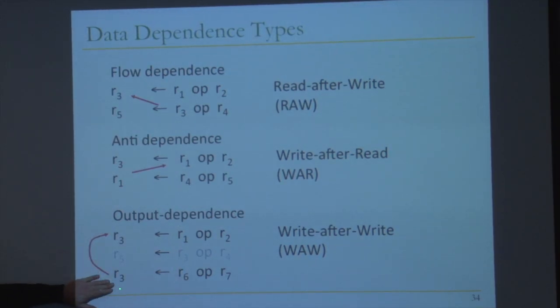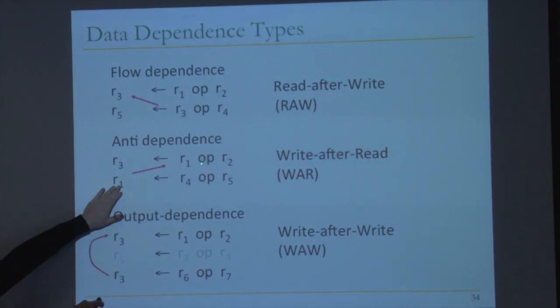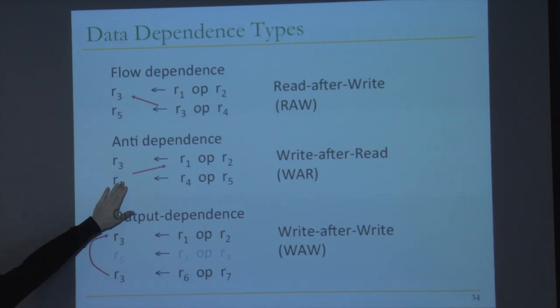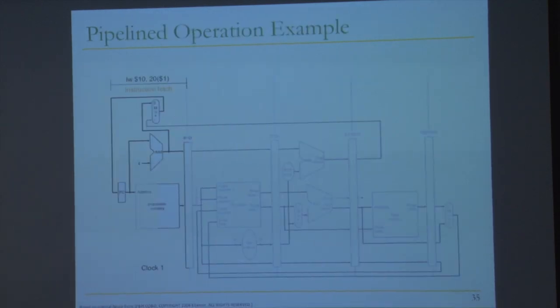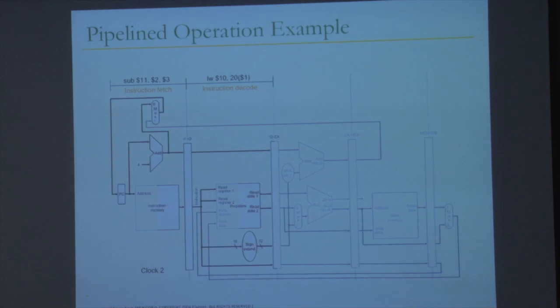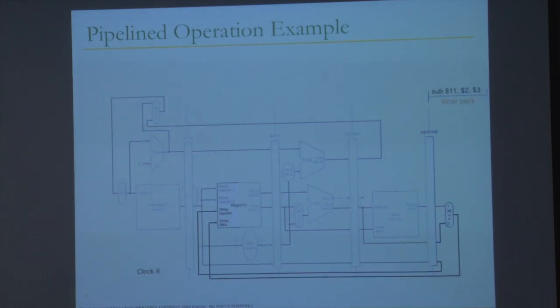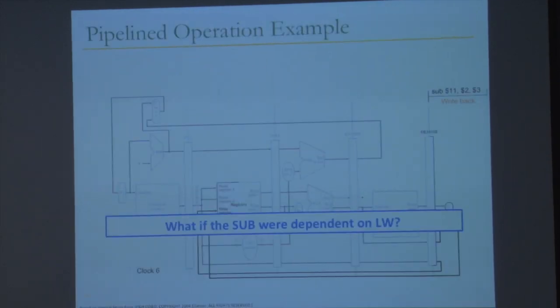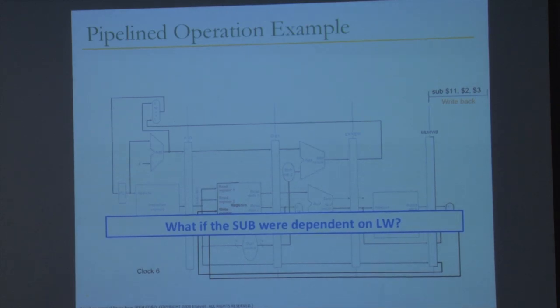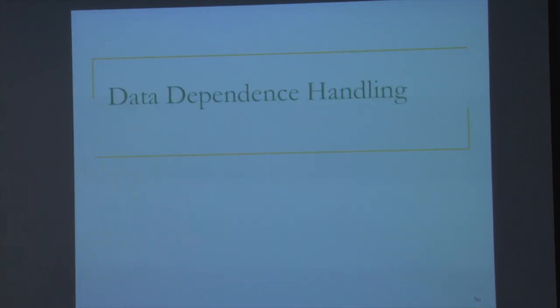It's a name dependence. The compiler, if it had enough registers, this could have been R1,000,000. Again, the value in R1 here has nothing to do with the value in R1 there. You're just generating a new value into R1 and putting it. You could have had R1,000,000 here. Well, this is the life is beautiful slide. What if the subtract were dependent on load word? This wouldn't have worked, right? I've already shown you this.